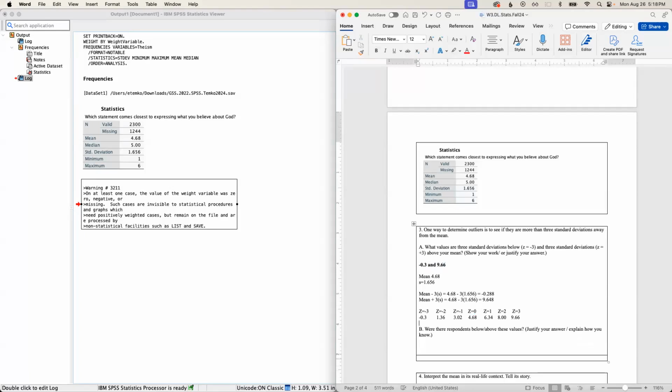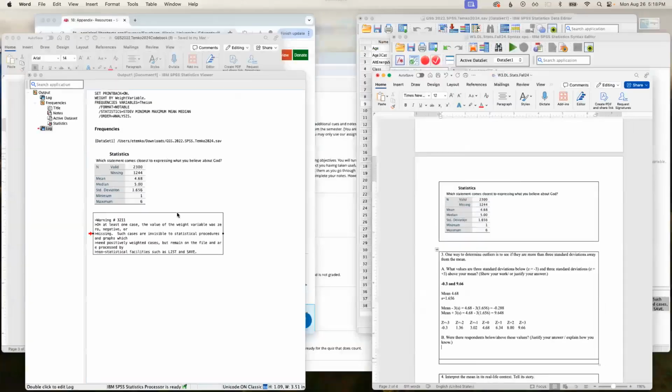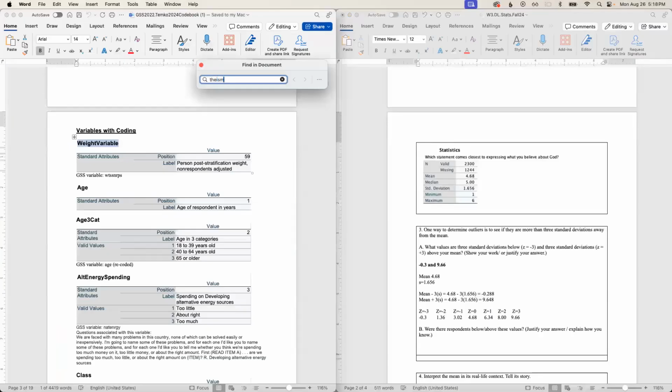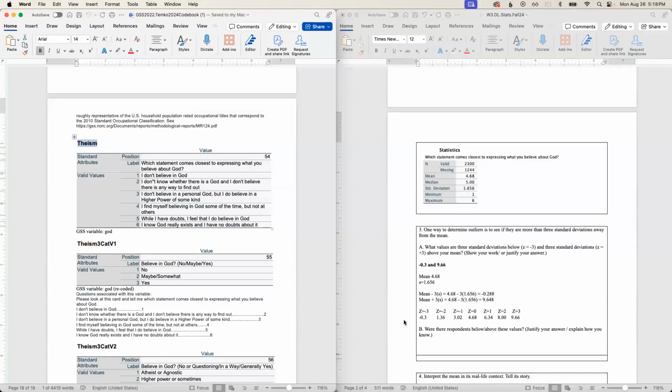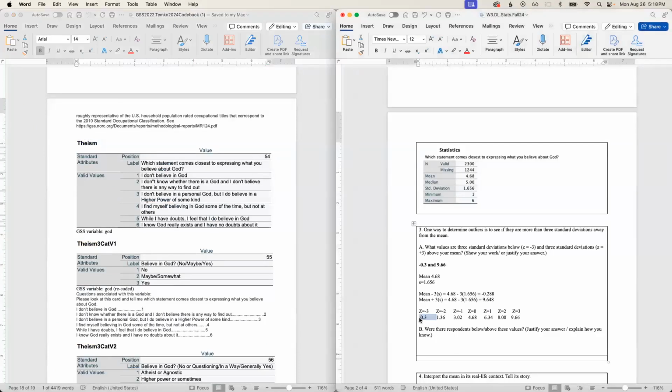So were there respondents below or above these values? So we know for theism that it went from 1 to 6. And so we know nobody can actually be below negative 0.3, right? They can't be that low. And also we know nobody can be above 9.66. So we just know on its surface that there's no respondents below or above these values because they weren't options.